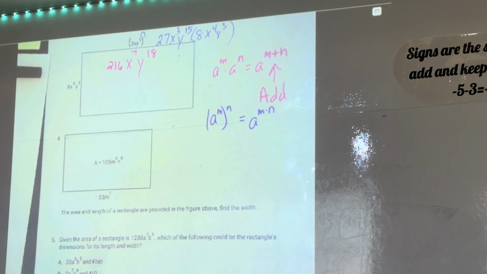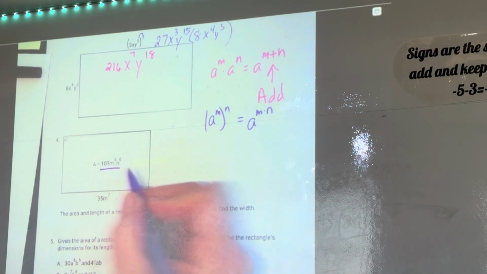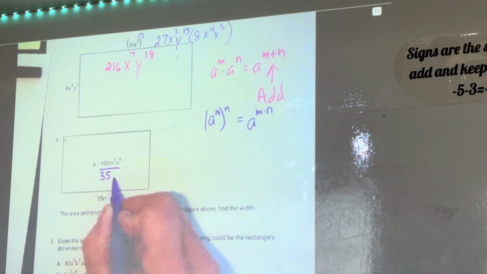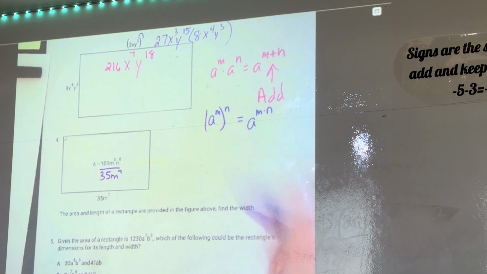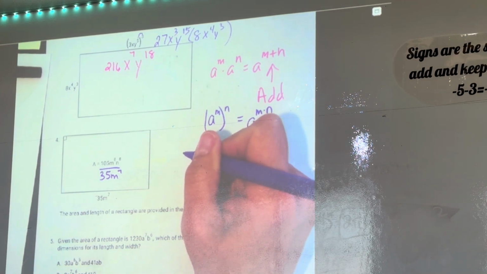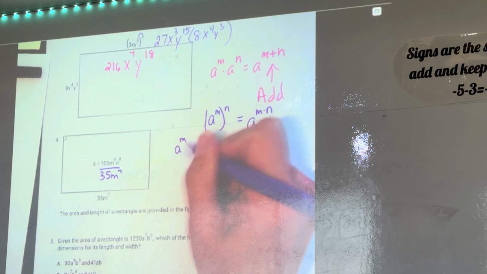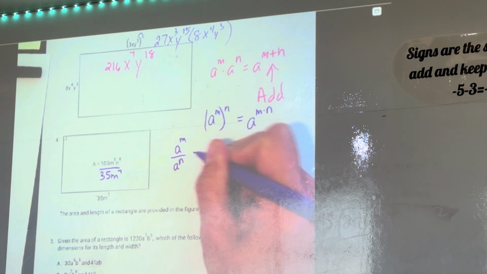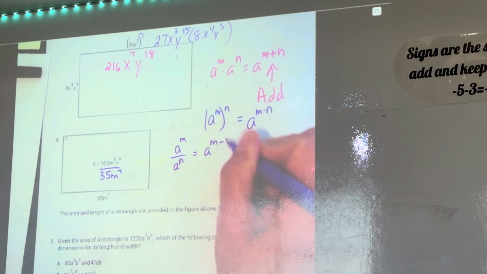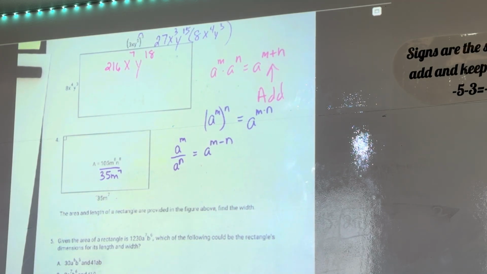Okay, number 4. We are given one of the sides and the area. How do we find the other side? Add, subtract, multiply, or divide? Divide. Very good. So we're going to take the 105 and we're going to divide it by 35 m to the 7th. So the rule we're going to use is the quotient rule. So a to the m divided by a to the n equals a to the m minus n. So this time we're not going to add, but we are going to subtract the exponents. But first we have to divide.